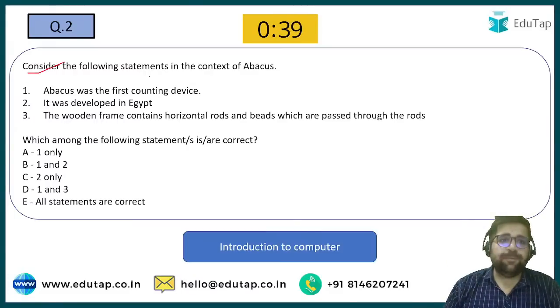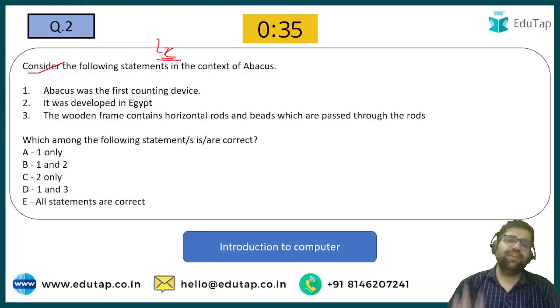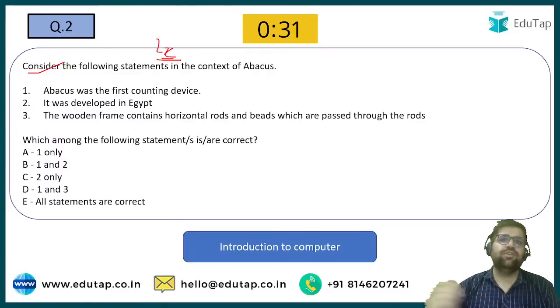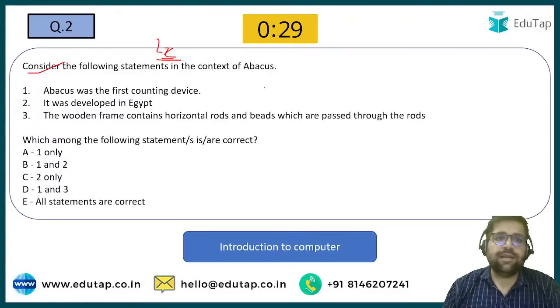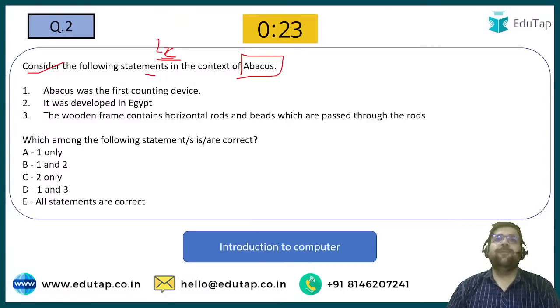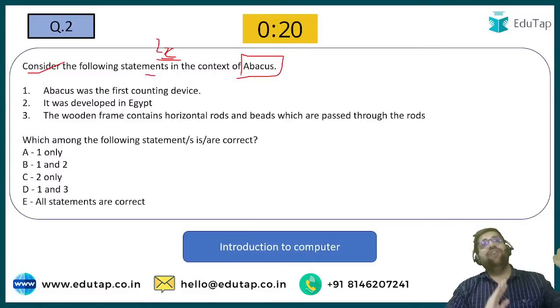Consider the following statement. Now this is 2x NABARD level. So if you are able to answer this, then you are on the right track. But don't get scared. This is also an easy question, but it is 2x what NABARD will ask. Consider the following statements in the context of Abacus. Many people will say, what is Abacus? Abacus is also a kind of computing machine, but it was invented way back.